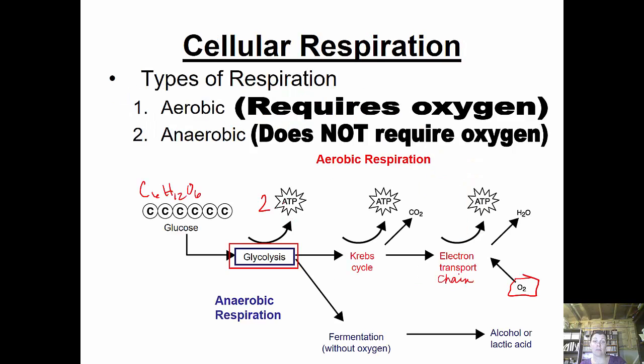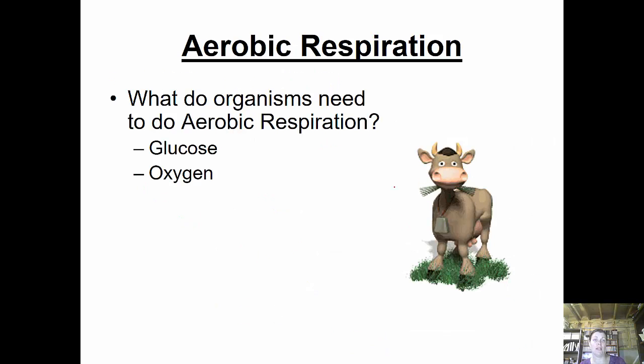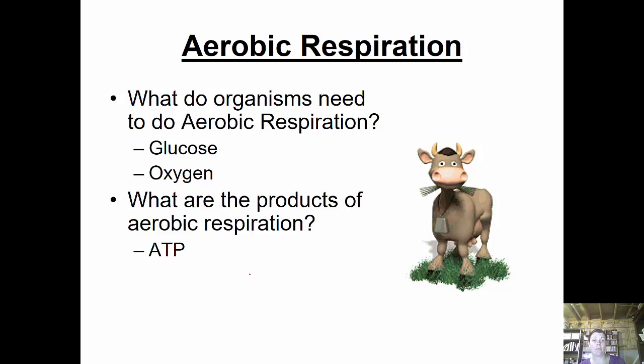Based on this flowchart here, what do we need for cellular respiration, specifically aerobic respiration? We need a glucose to go in, and we need an oxygen to go in. What comes out? Carbon dioxide, water, and lots of ATP. So, what do we need to do aerobic respiration? These two. What do we get out of it? These three. ATP, water, and carbon dioxide.